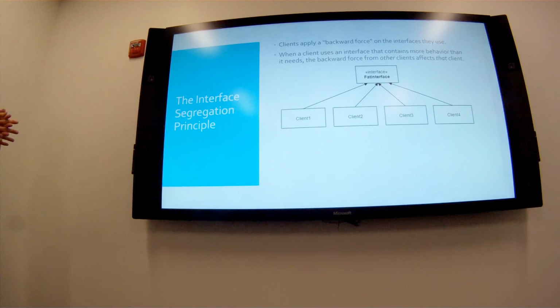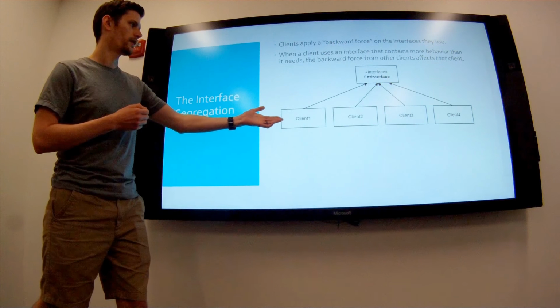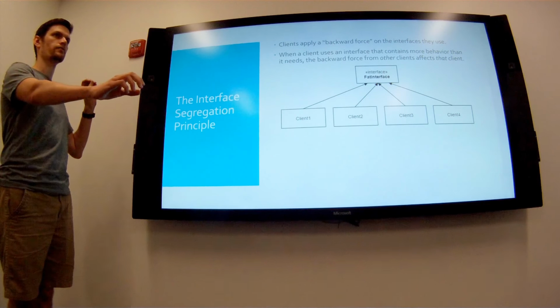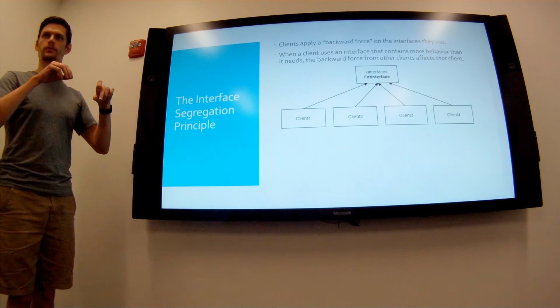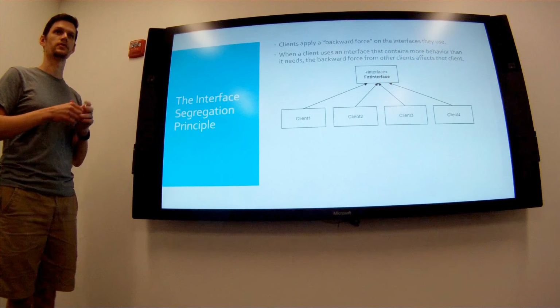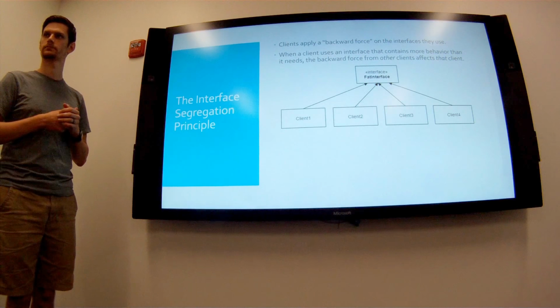The interesting thing, and probably the most interesting point that I found when reading about ISP, is that clients actually apply backward force onto the interfaces that they use. So each client has a certain requirement on the interface it's using, and the more clients you have on an interface, the more pressure there is to not change that interface, or the more effects you have if you do change it. So one would say that makes the interface more stable the more users it has, and changes in it more risky. Right.